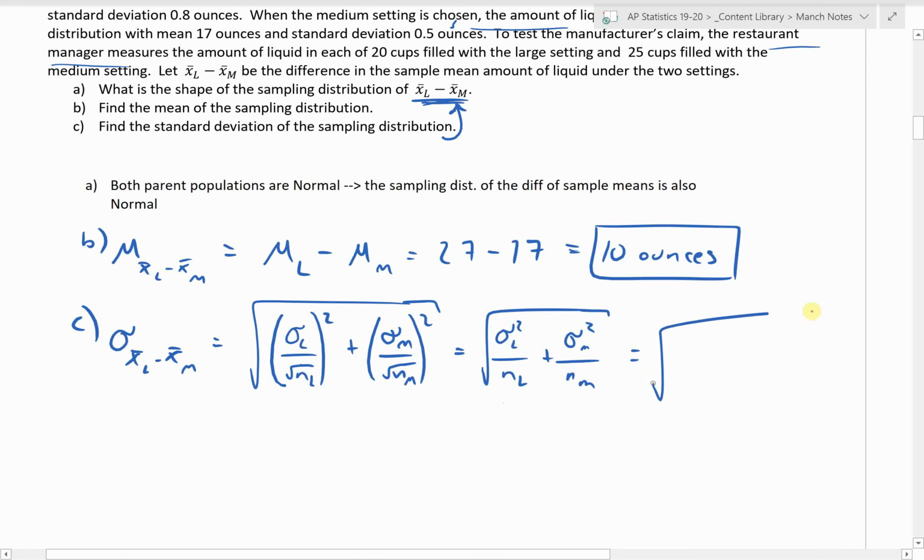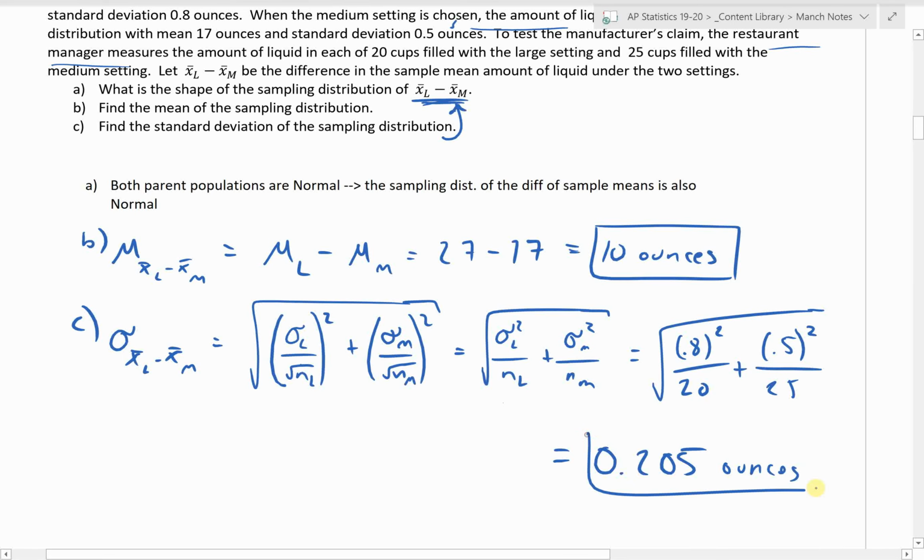So now we'll plug in the actual values. That gives us 0.8, the standard deviation from the large cup, squared over 20 large cups, plus 0.5, the standard deviation of the medium cups, squared over 25 medium cups. And we type that in the calculator. I'll spare you the time. We'll get 0.205 ounces. So this is the standard deviation of the difference in sample means from large cups to medium cups. Okay.